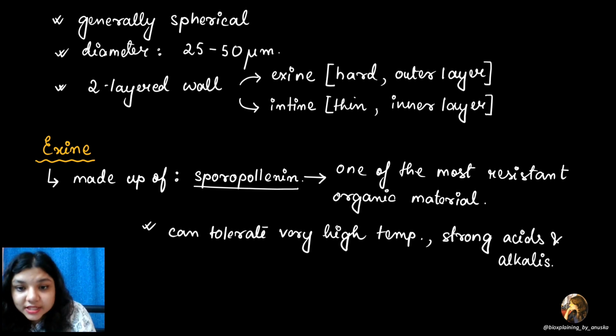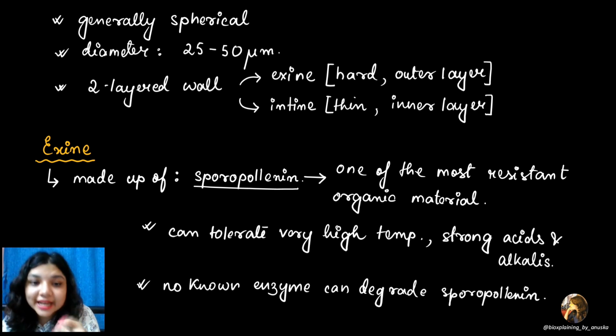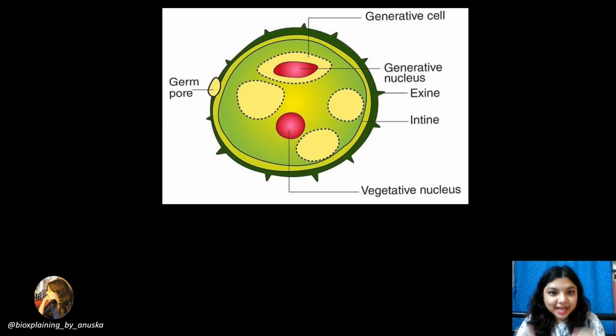What is it resistant to? It is resistant to very high temperature, meaning it can tolerate extremes of high temperature. It can tolerate strong acids, and it can also tolerate alkalis, that means bases. You should be amazed to know that till date, there is no known enzyme that can degrade sporopollenin.